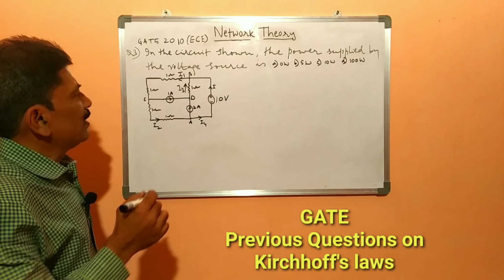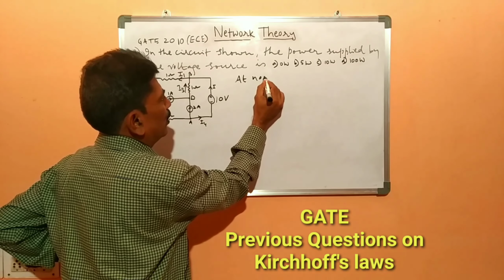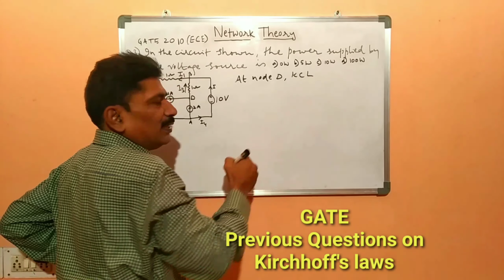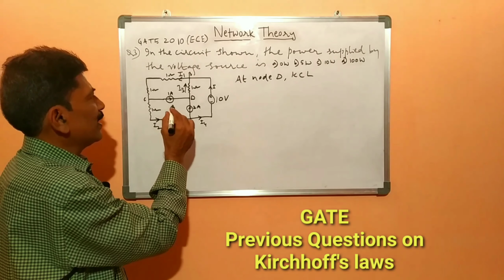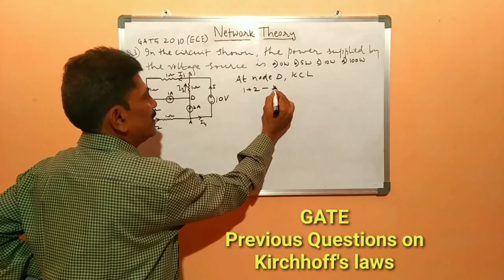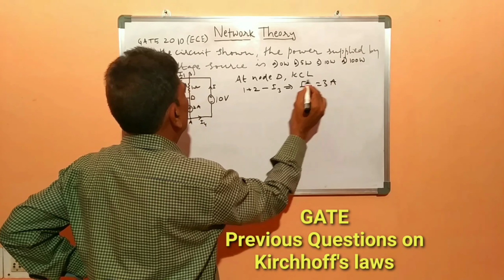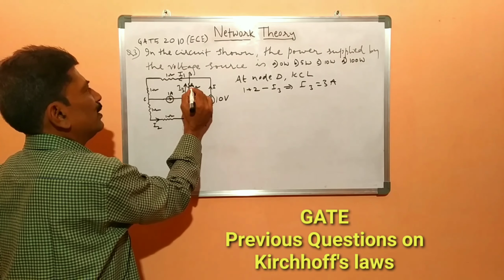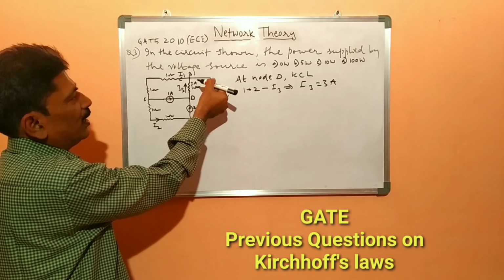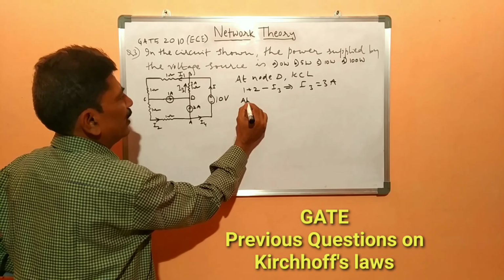Let us consider the node D now. At node D, let us apply Kirchhoff current law. What are the currents approaching? 1 ampere, 2 ampere, and I3 is leaving, which implies I3 is equal to 3 amps. So 3 amperes is flowing in this direction towards the node B, and I is also entering the node B and I1 is leaving.